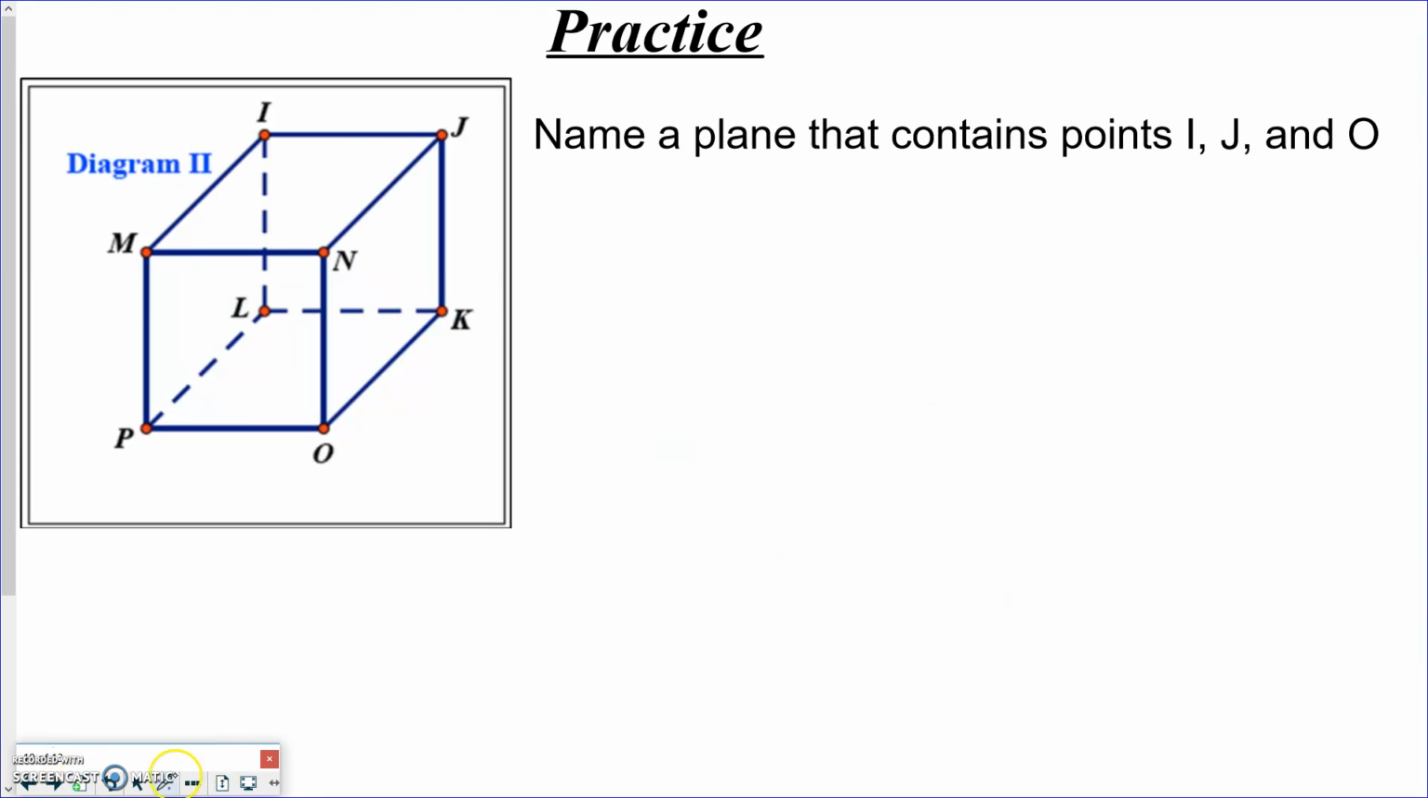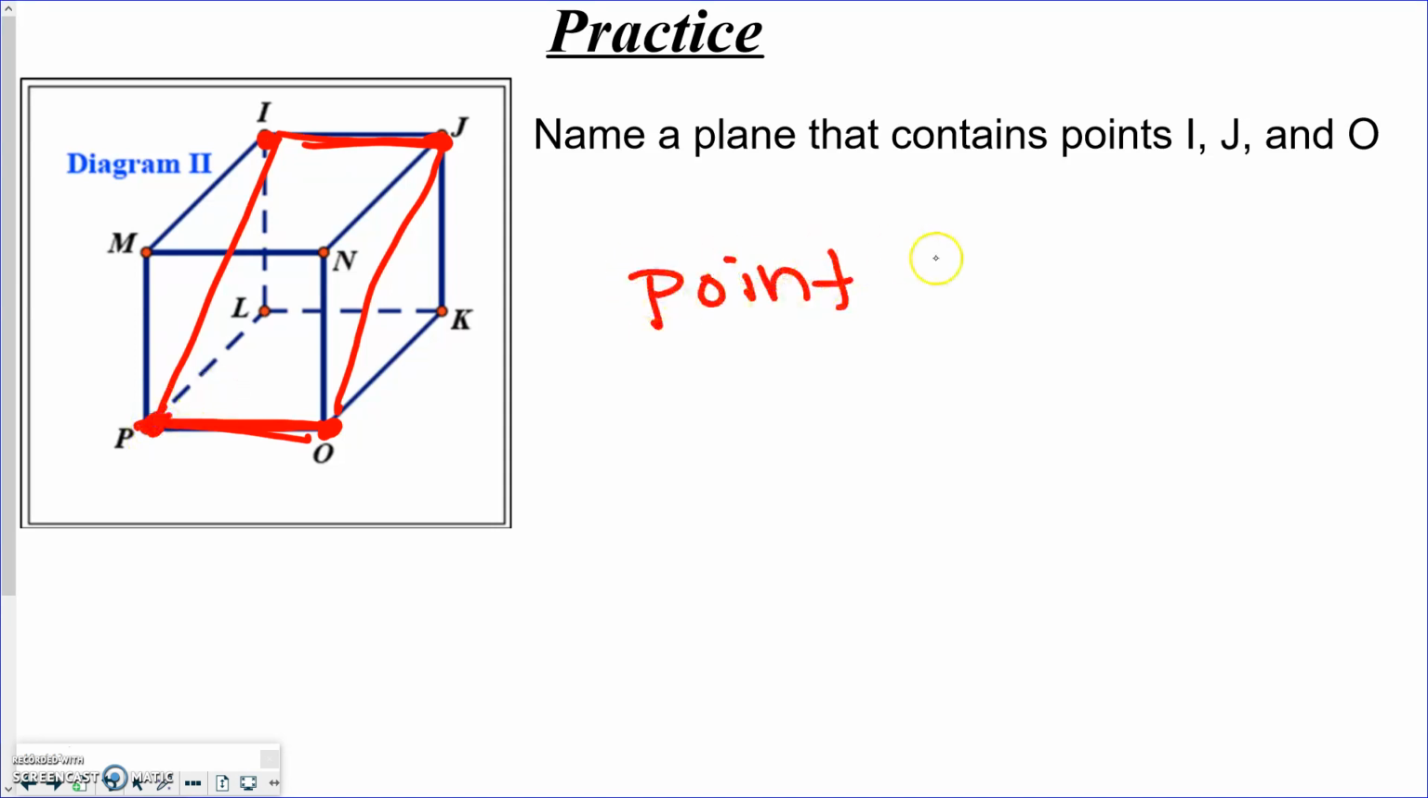Name a plane that contains points I, J, and O. So I'm going to do the same thing again here. I, J, and O. This is interesting. I have I, J, and O, but they're not on the same face. So what also could happen is you have something called the diagonal plane. I could actually connect these points like this, and now I have a plane. These are three non-collinear points, which is what defines a plane. And I have this other point P that is now part of this diagonal plane, this plane that's actually cutting through the cube.